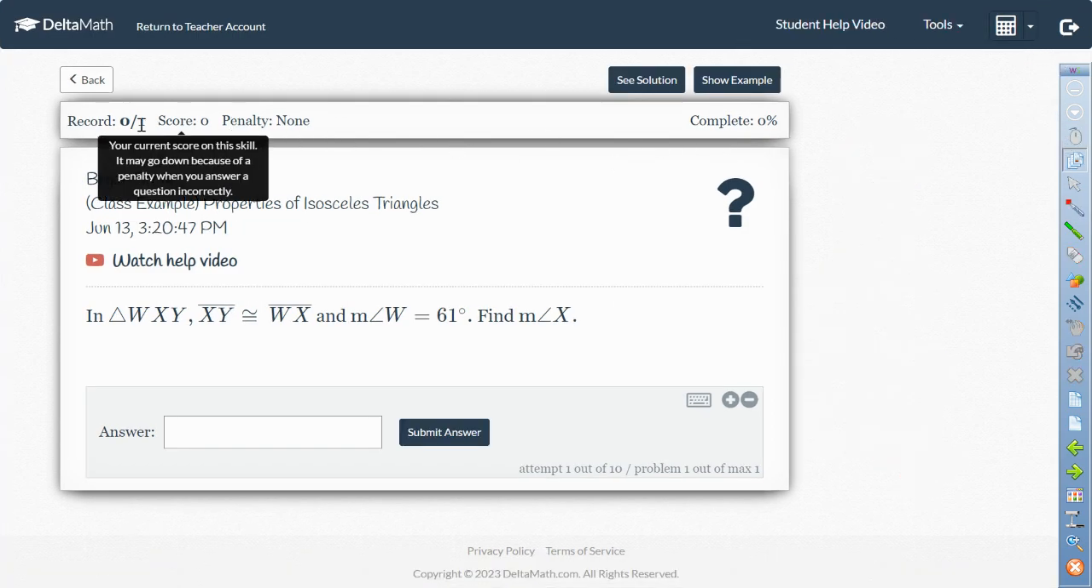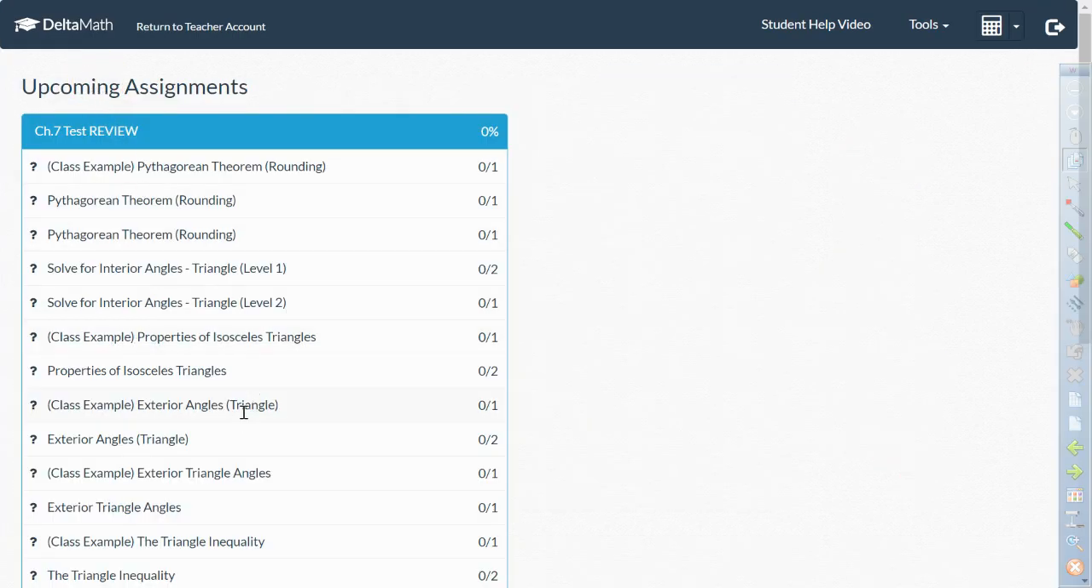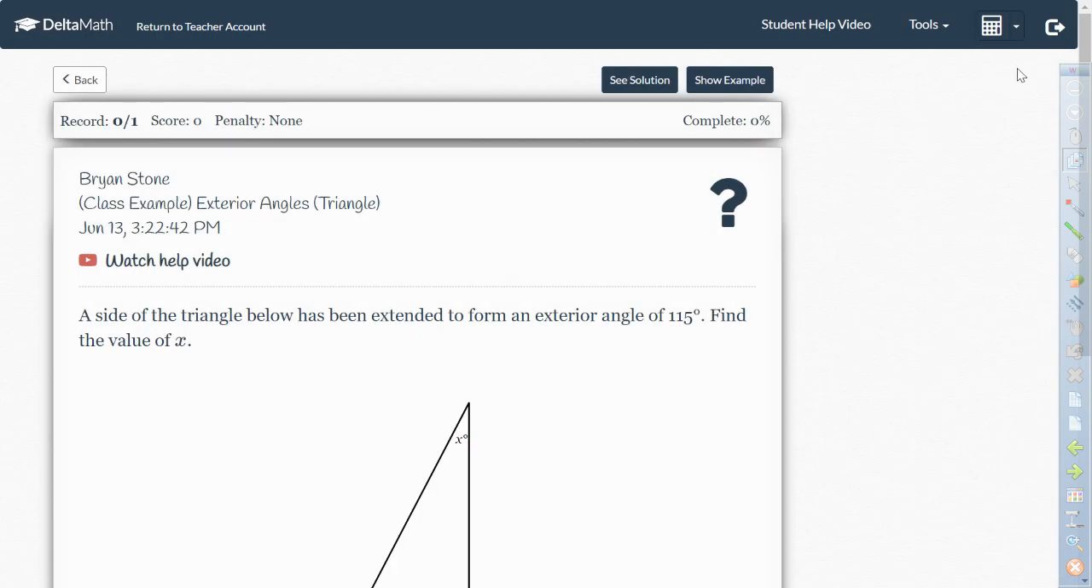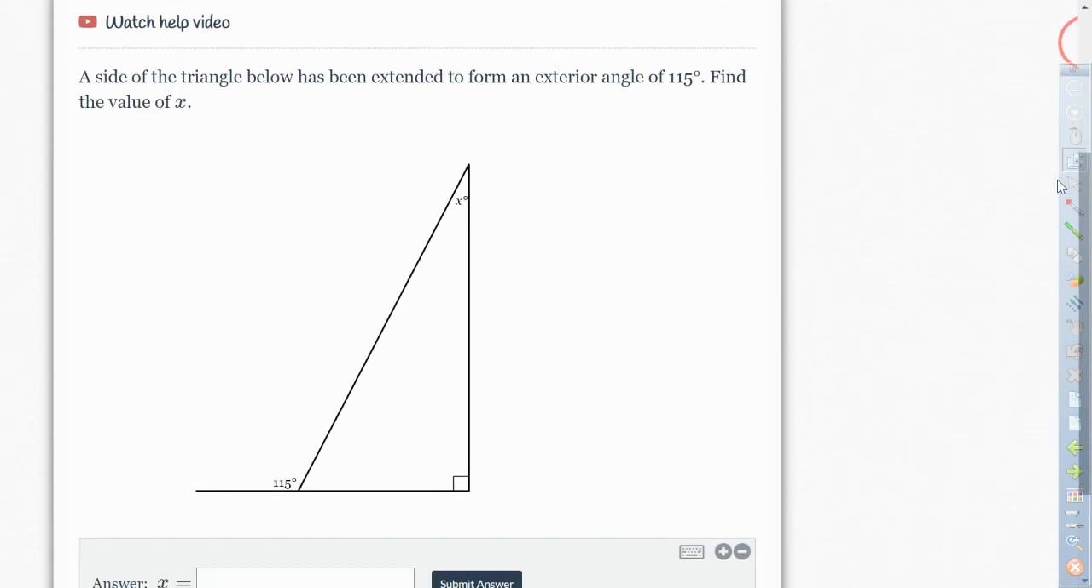All right, let's go ahead and keep going. Moving along from here, next thing: exterior angles of triangles. Go ahead and click on this class example. This one is giving us the triangle, that's nice, and it's dealing with an exterior angle.